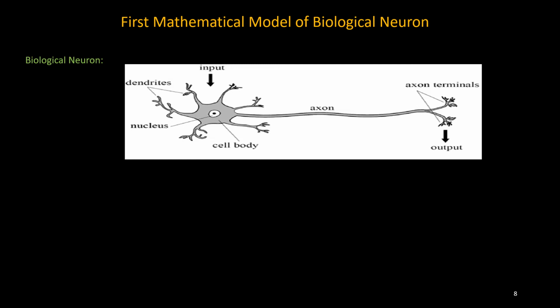Now, first we'll discuss this biological neuron briefly. In our biological neuron, we have these components. These are dendrites. There are several dendrites, and here it is the axon and axon terminals. Inside this is one nucleus, and this one is the cell body. So what is the function of this biological neuron? That we need to understand first.